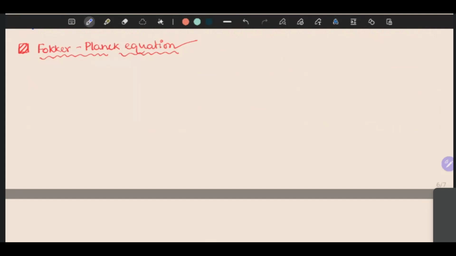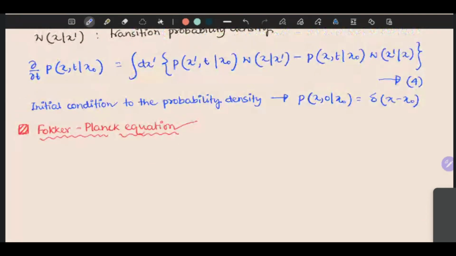So this equation 4 is a linear equation for the conditional probability density function, and it is an integral differential equation.